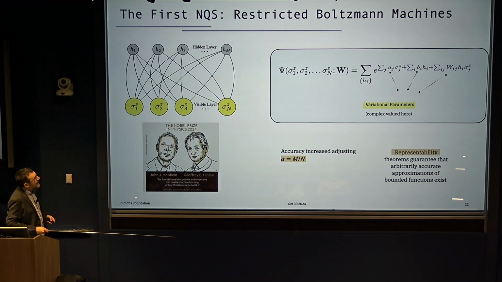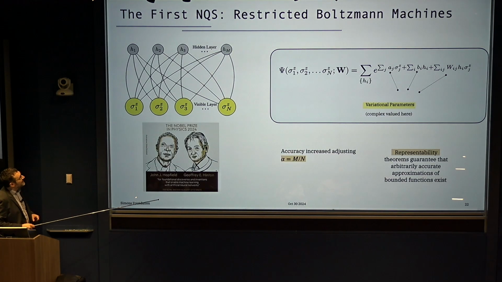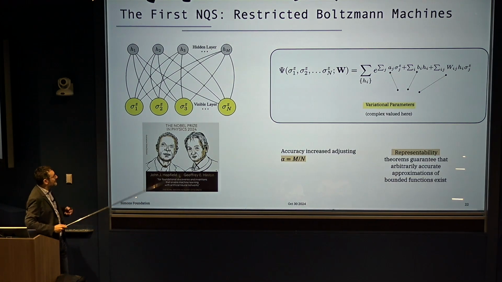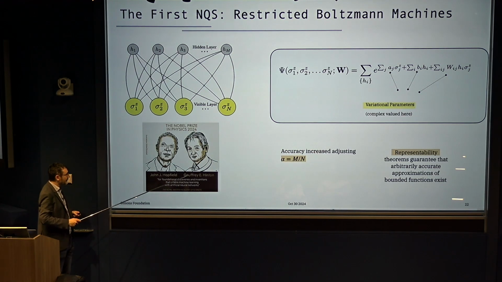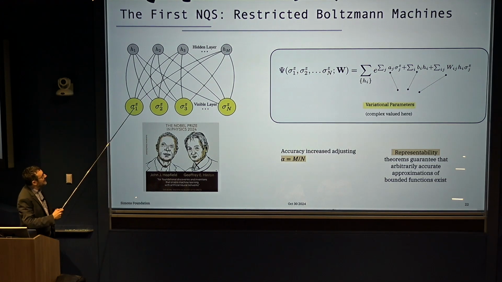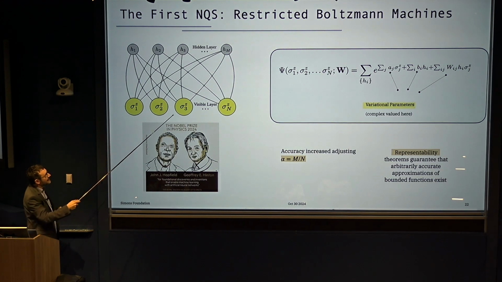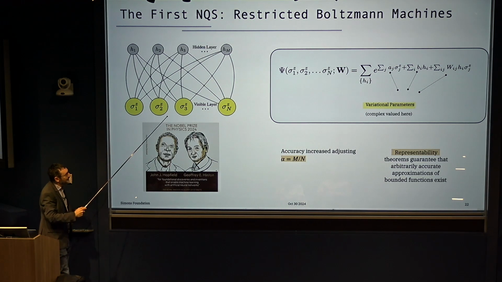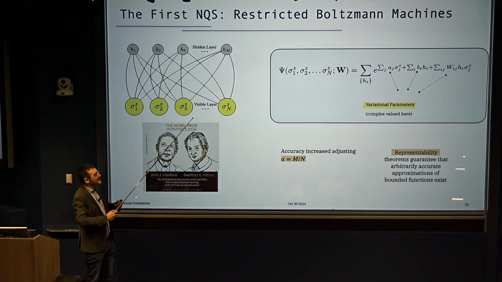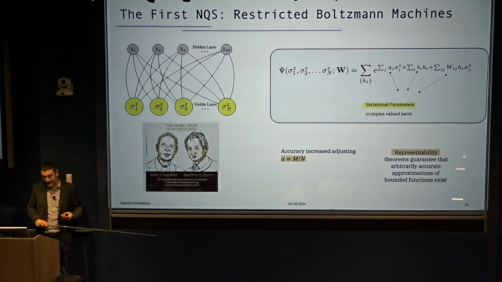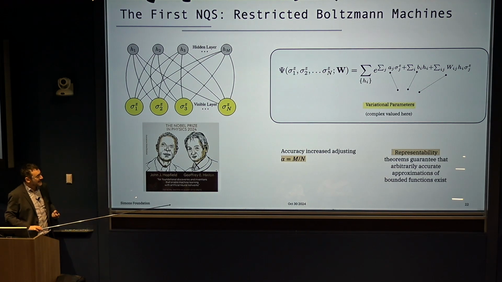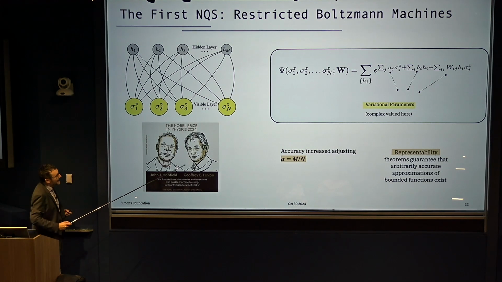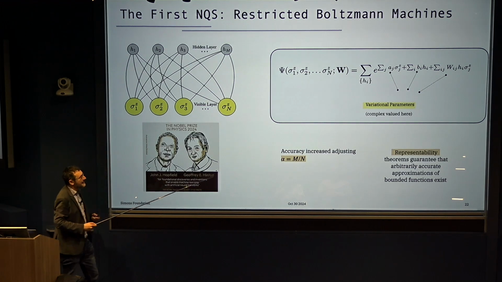And as Antoine was mentioning, this year was also a special year for the other Nobel Prize in Physics. It was also nice to see that it went essentially to Hinton, who devised the architecture that is written here, the restricted Boltzmann machine. And this was, in fact, the first architecture that we used to represent quantum wave functions. So it's one of the easiest neural networks that you can devise in the field. These are called restricted Boltzmann machines because they essentially look like a Boltzmann distribution.